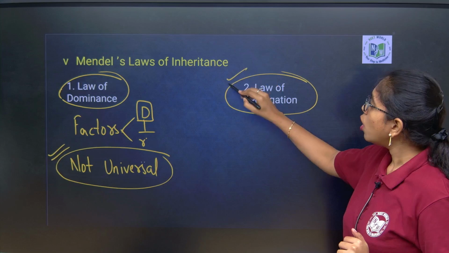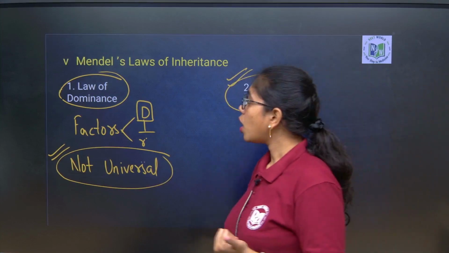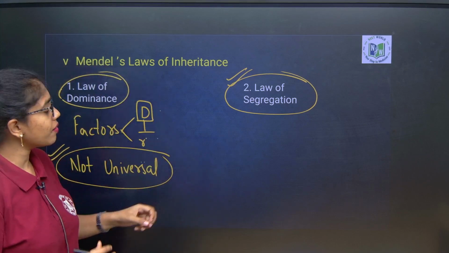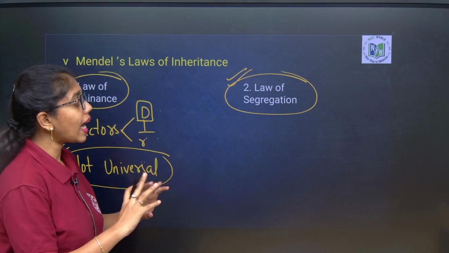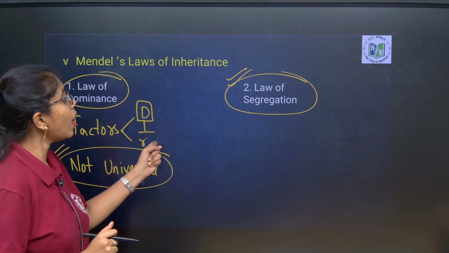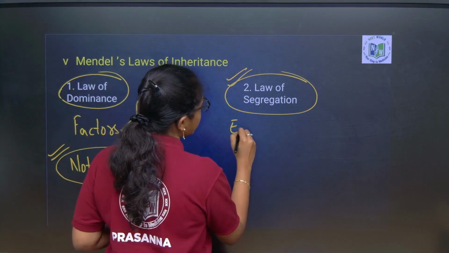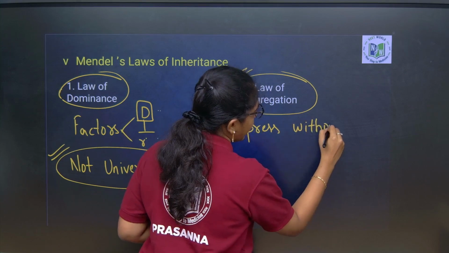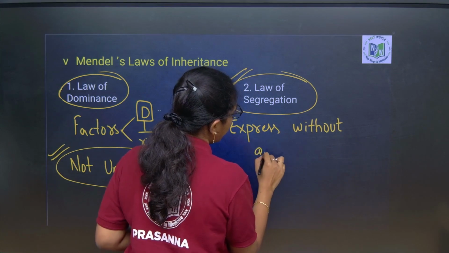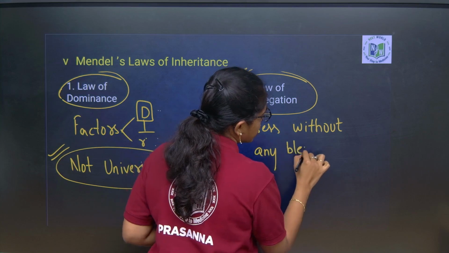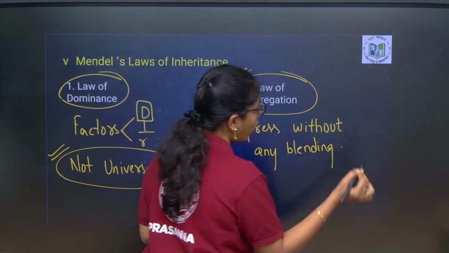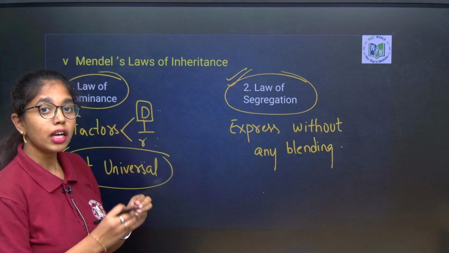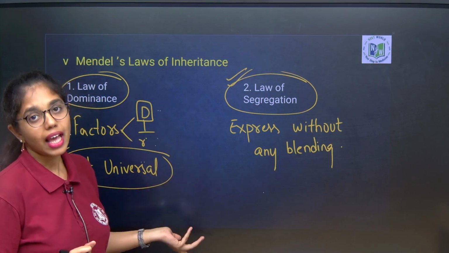When it comes to the law of segregation, it says that when the dominant allele and recessive allele are migrating, both are independent of each other, and the two alleles express without any blending of alleles. That is the law of segregation. Without any blending, the two alleles will segregate and they will express.